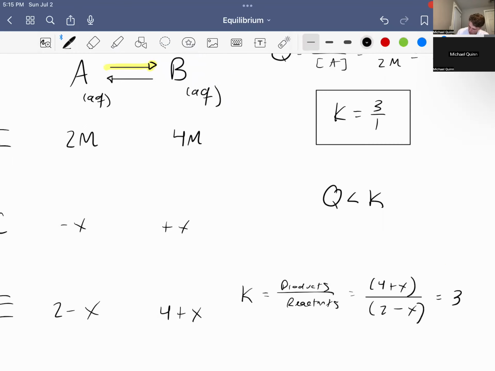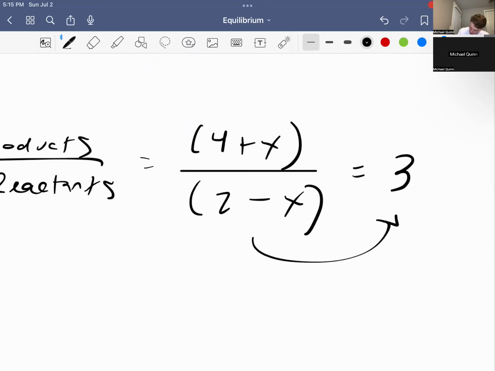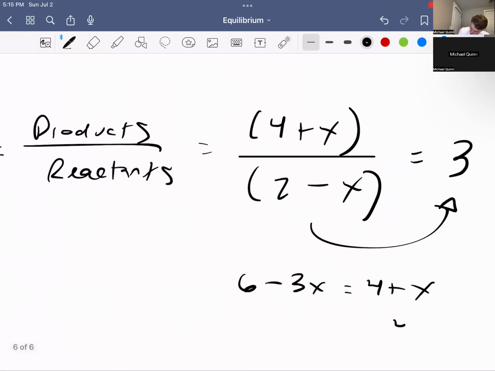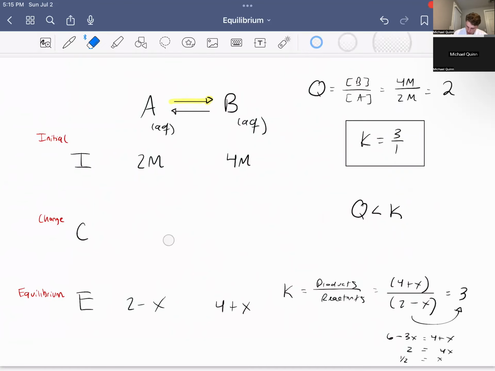So we can do this algebra right here. We can say that multiply both sides, this is 6 minus 3x equals 4 plus x. We can say that 4x equals 2 and x equals 1/2. So we know x is equal to 1/2. So we can substitute that in. This is going to be minus 0.5. I turned it to a decimal, plus 0.5. So instead of 4 plus x, we know this is 4.5. Instead of 2 minus x, this is 1.5.